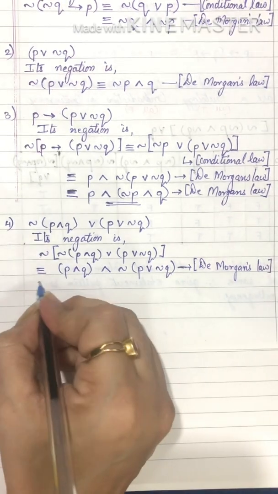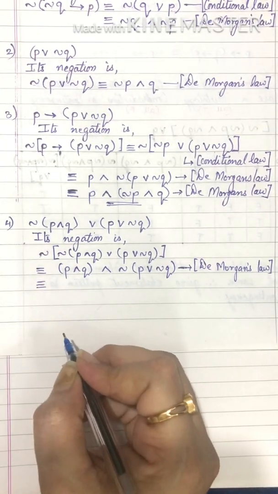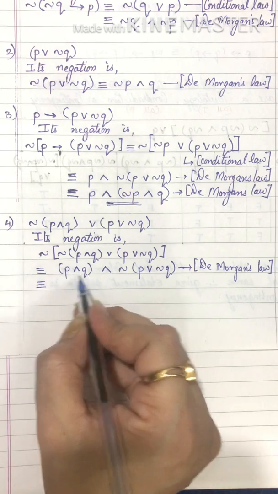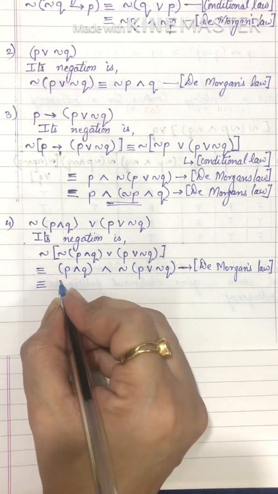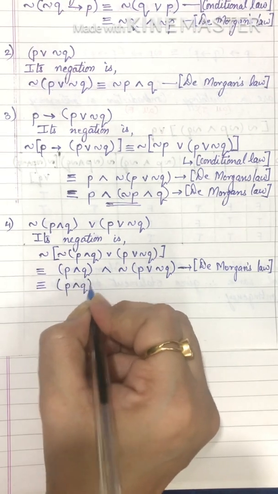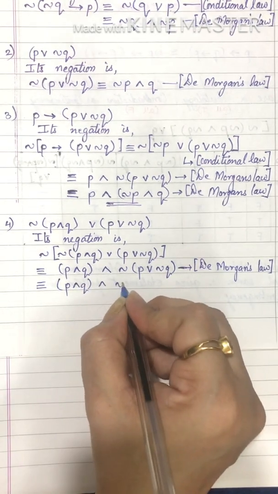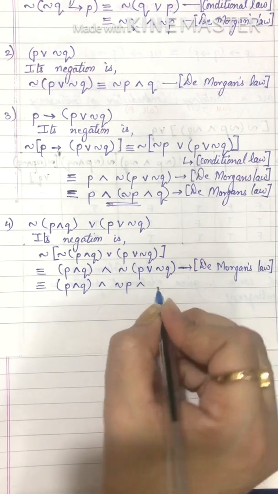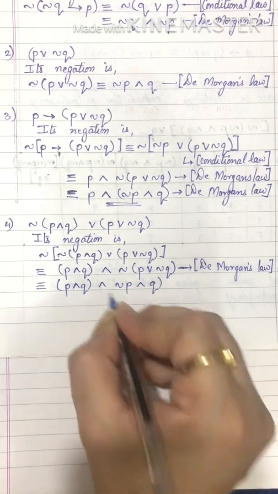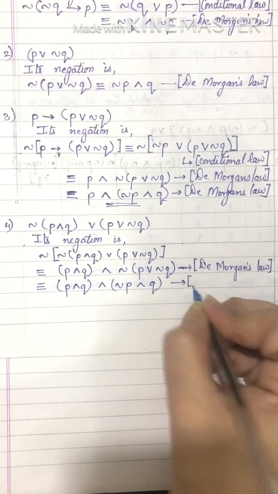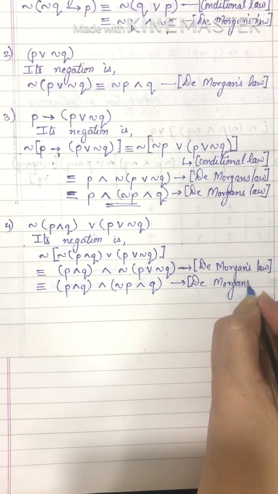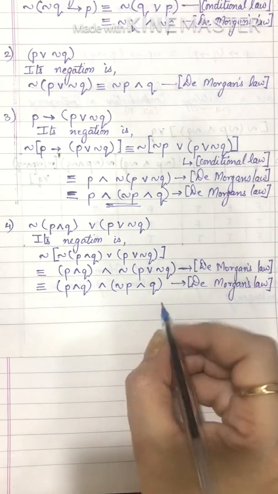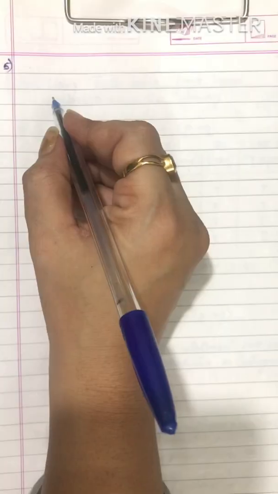Same way I will try to simplify it further. Now what to simplify? This first bracket, nothing can be done. Here we can use De Morgan's law once again. So we write P and Q and negation P and negation of negation Q gives you Q. Simple it is. So just state the reason there, De Morgan's law, and the sum is also done.